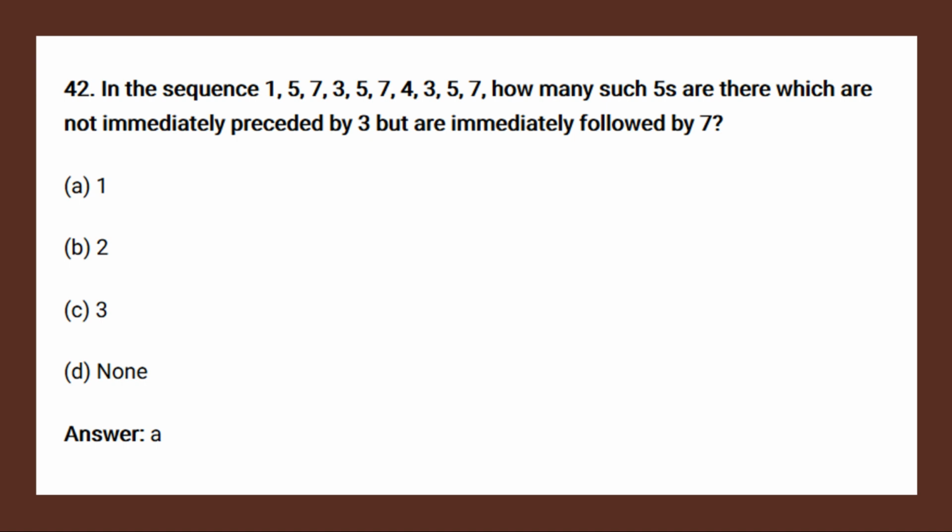Next question 42. In the sequence 1 5 7 3 5 7 4 3 5 7, how many such 5s are there which are not immediately preceded by 3 but are immediately followed by 7? Option A 1, B 2, C 3, D none. Answer is option A 1.